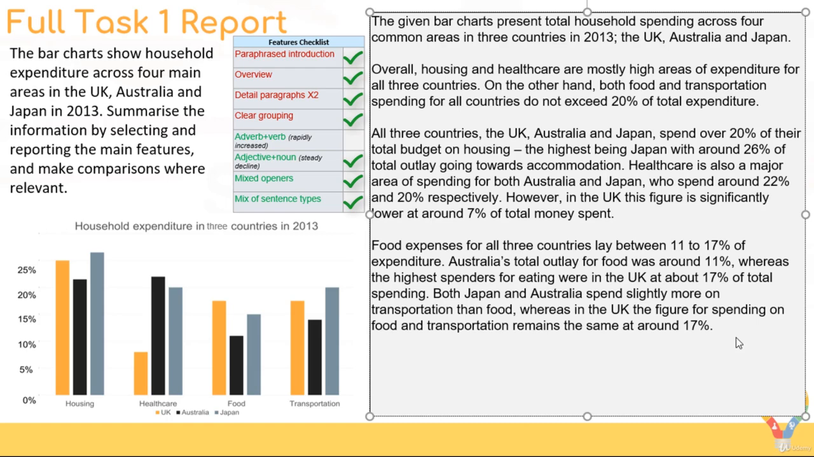Now, taking a quick look over our features checklist, the one that stands out to me is the adverb, verb, vocabulary, grammar, sentence type. Now, we haven't really included much of this, and I think that's because we aren't comparing between different times, different years. But that's perfectly fine. You will find that not always you need to use certain features. That brings us to the end of this lesson.